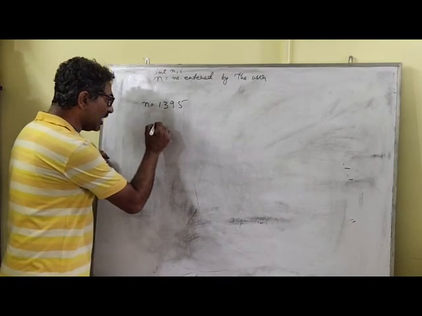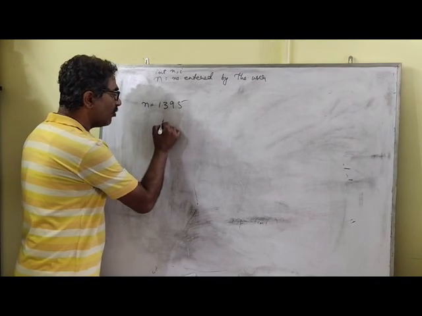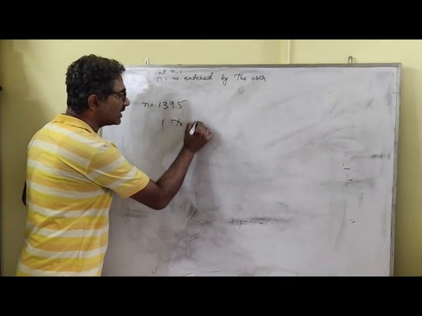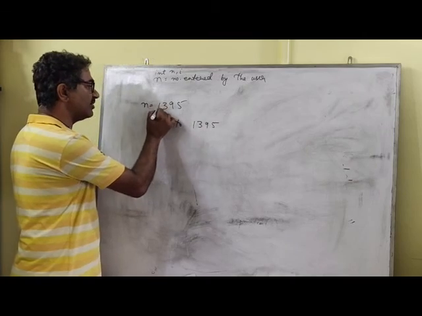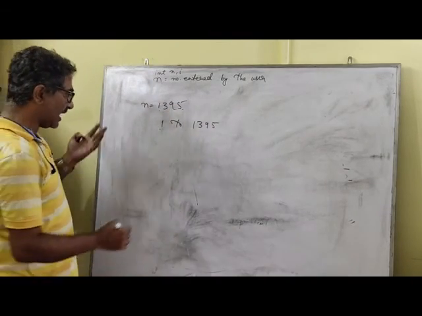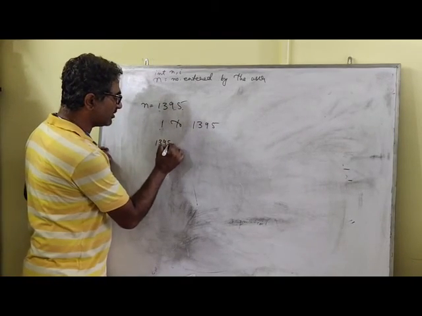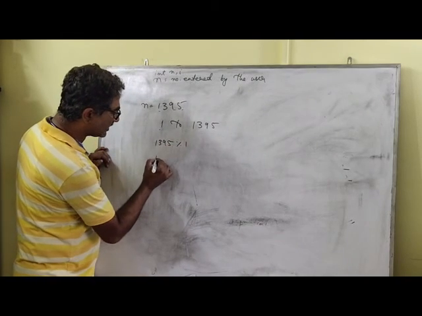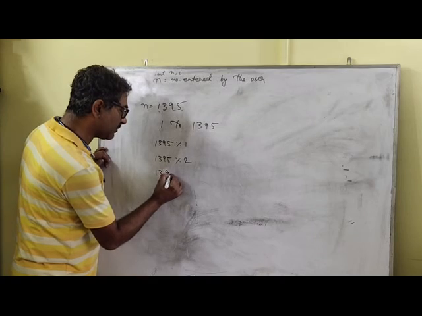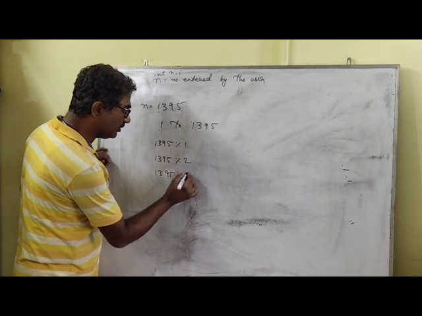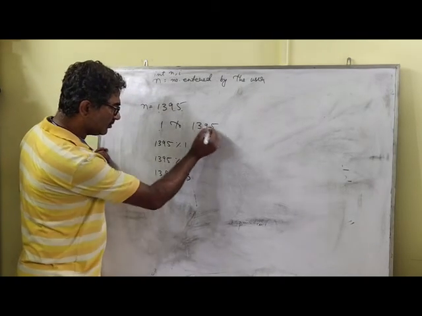So now you imagine 1395. You are going to run a loop starting from 1 to 1395 and checking which are the numbers by which 1395 is divisible. That is, whether 1395 is divisible by 1 or not. Then whether 1395 is divisible by 2 or not. Then by 3 or not. This way you will continue, how long? Till 1395.